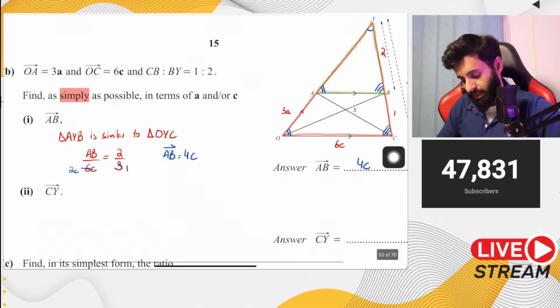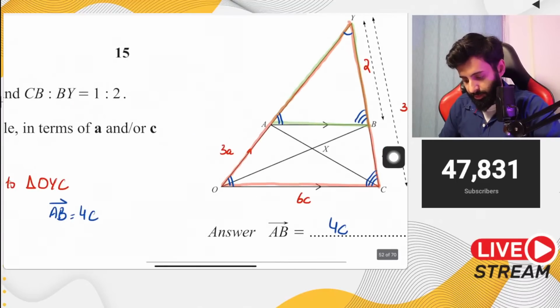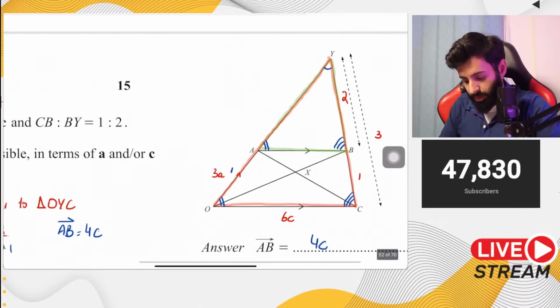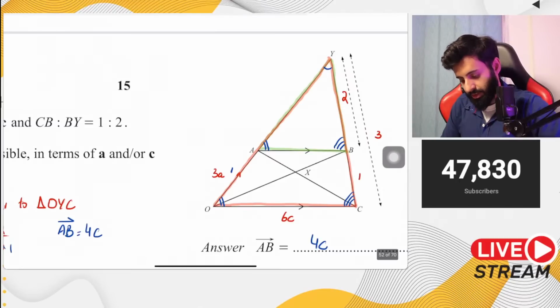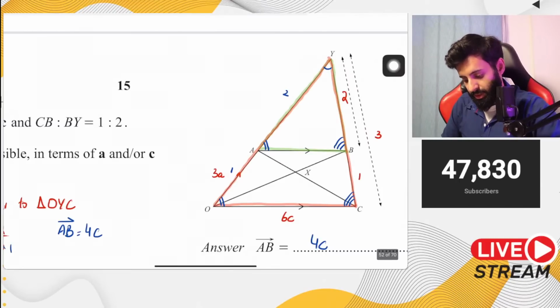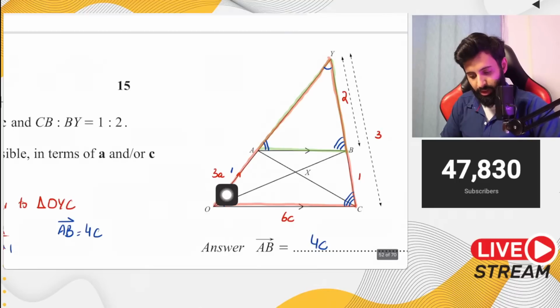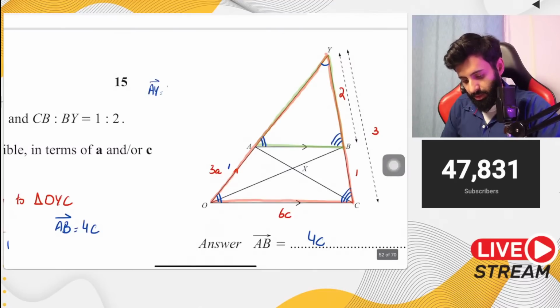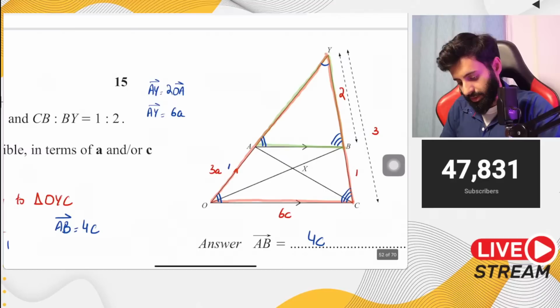So that means AO, I'll write it with a different color over here, AO and OA actually and AY will also be in the ratio 1:2. So that means AY will actually be double of OA. So AY over here will be double of OA. What's AY going to be equal to? AY will be equal to 6A. So yes, 6A ho gaya.